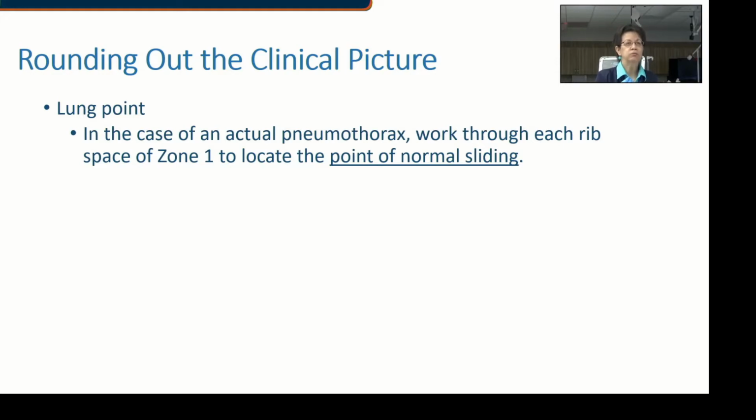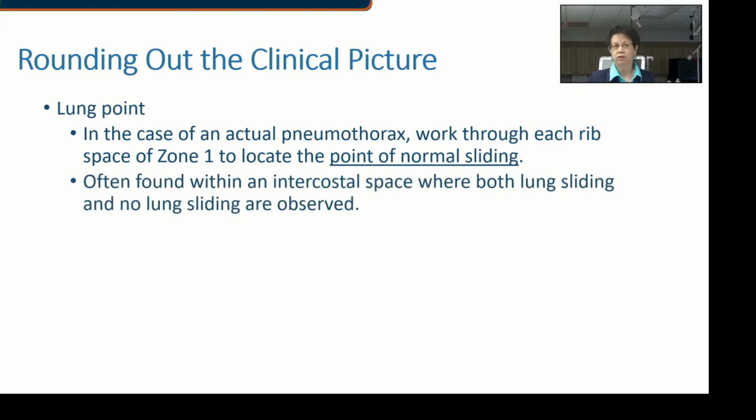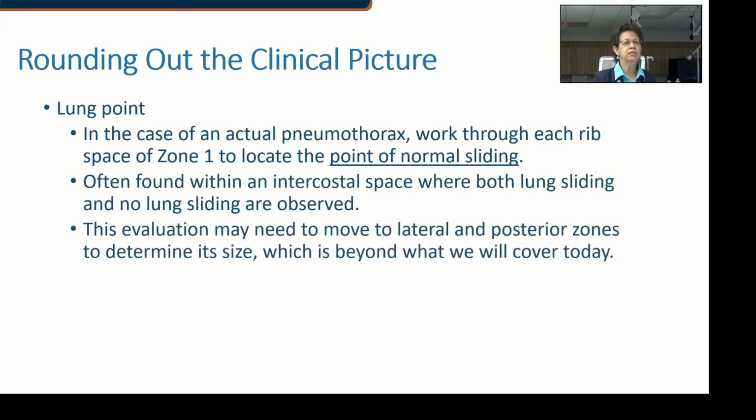Now, typically what you try to do is find that between the intercostal spaces so that you can actually see the normal lung movement inferior to the pneumothorax. And it's important to know where that lung point is because it gives you an idea of how large the pneumothorax is. Because if we recall, the pneumothorax, as it grows, is going to press or collapse the lung inward.